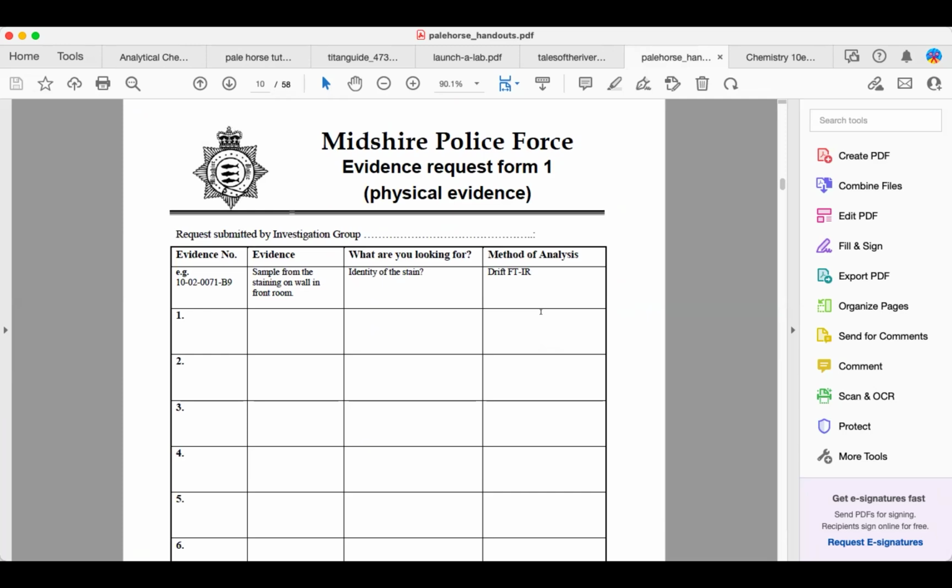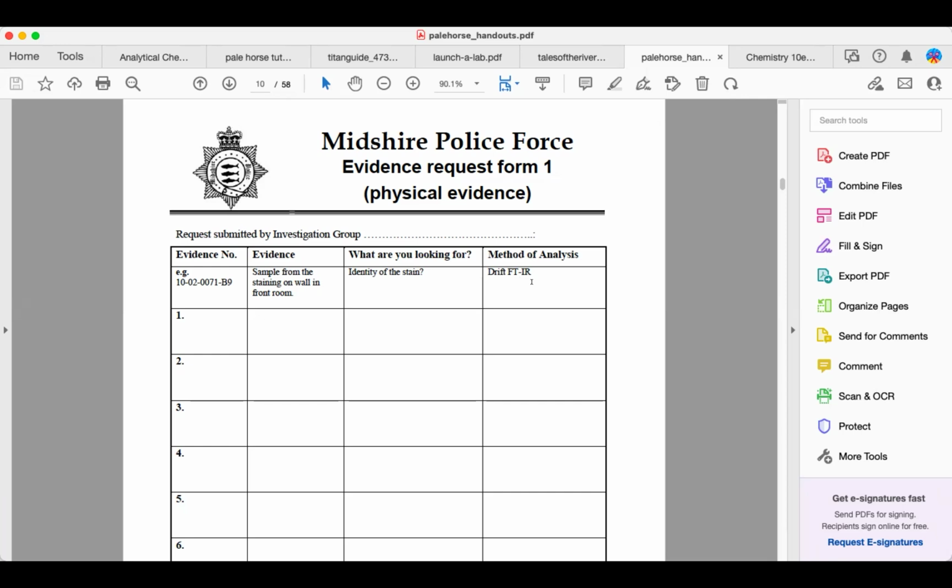Okay, and then you have to fill up this request submitted by investigation group, because you are the one doing investigation. So you need to fill up this form. You collect physical evidence, and you know what you want to identify, so you can suggest method of analysis, and what you're looking for, and what evidence is this from. For example, here sample from staining on wall in room, identity of the stains, because you do not know what is the stain, so you suggest using FTIR.